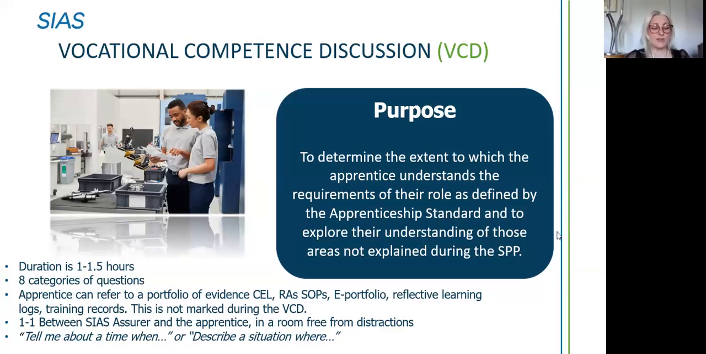Okay. This is a one-to-one between the SIAS assurer and the apprentice. So the registered assessor or the employer person that was sat on the panel for the morning, they are not required to be a part of this. Okay, it's just the one-to-one, and it should be in a room that is free from distractions. The SIAS assurer will always pose the questions like, tell me about a time when, or can you describe how, or will always relate it back to the apprentice's workplace. Okay, so this shouldn't be theory. This should be exactly what the apprentice will be doing in the workplace and their understanding of the workplace.